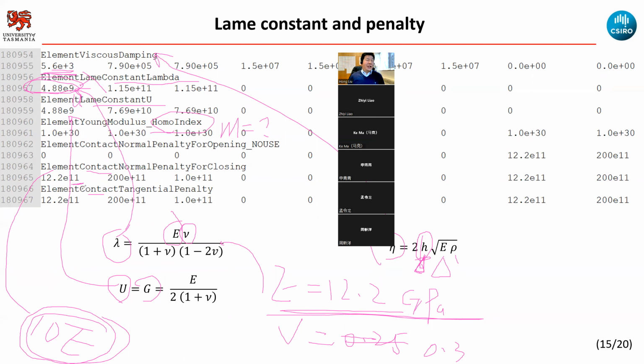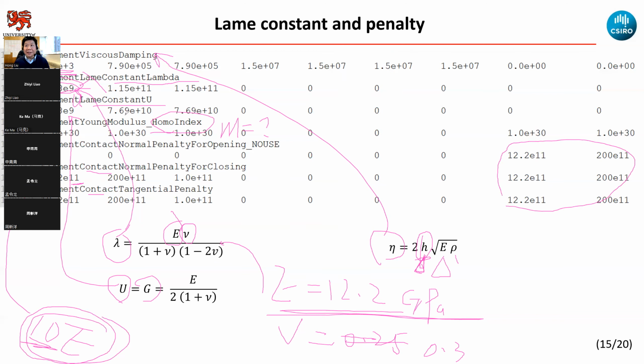I previously showed you that one of my PhD students did a parametric analysis, which used 10 times E, and that's sufficient for the contact penalty. So this is considered the contact. Besides that, you notice here we have the cohesive element, so you will have a cohesive element penalty.